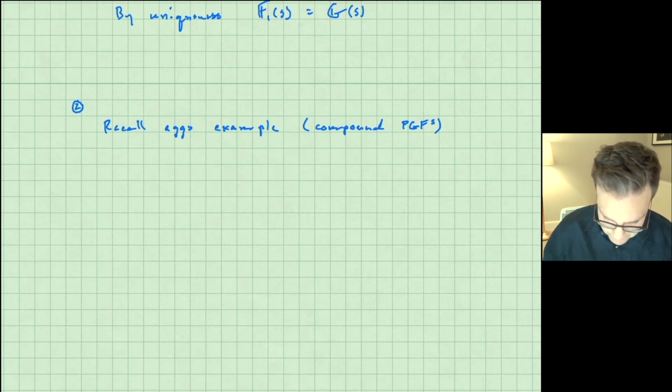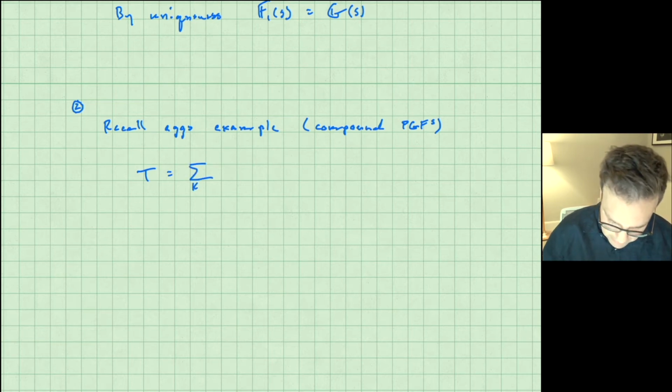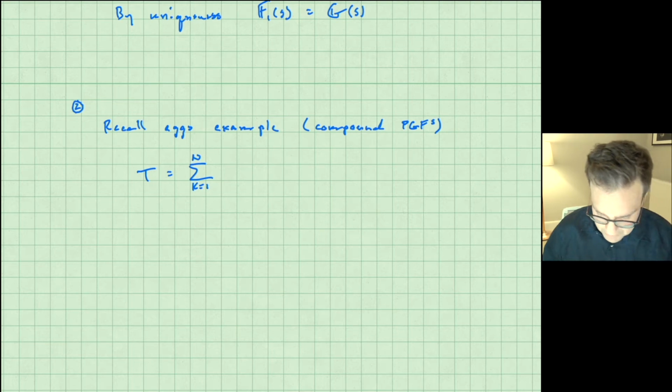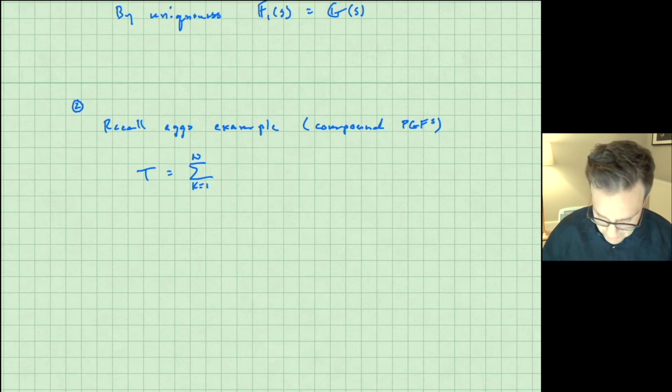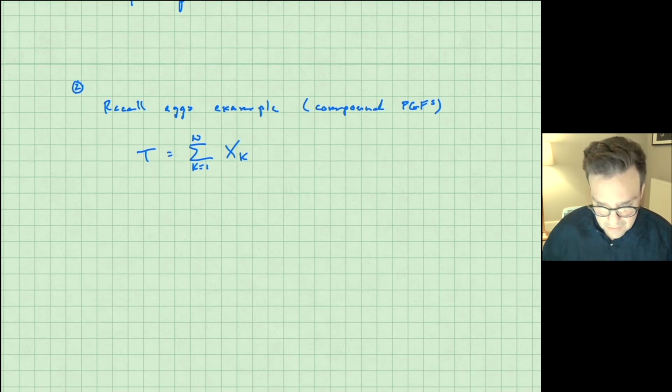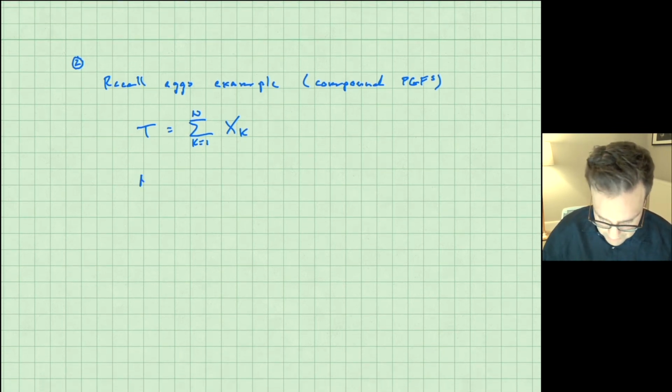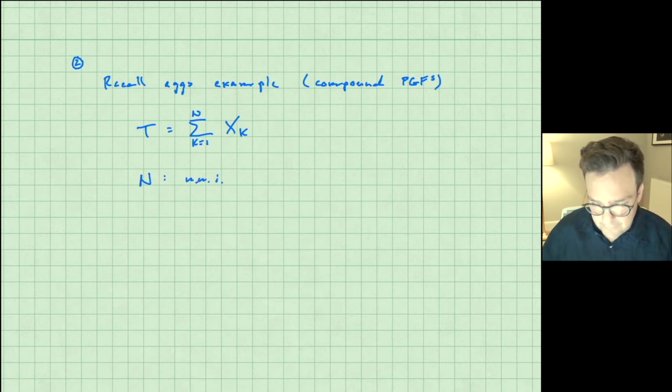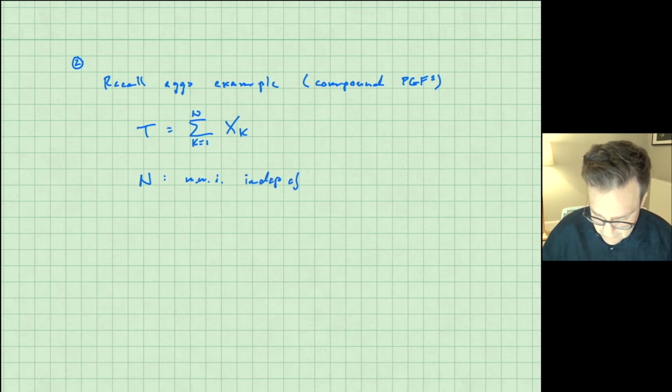We called the sum the total. We said this was a sum over k, and it went up to n, which was a random variable. The number of eggs that hatched was a random variable, just like in our case, X is a random variable. And then we've got X sub k here. The rule was that n was a non-negative integer valued random variable, independent of the Xk's. That was one of the requirements.